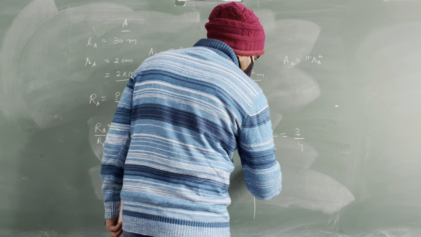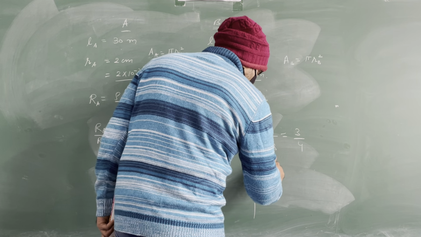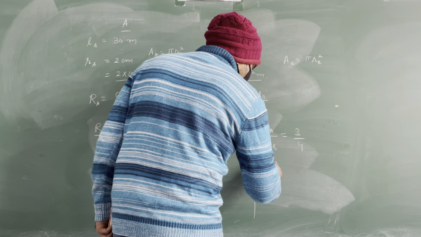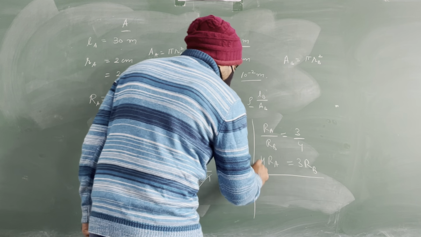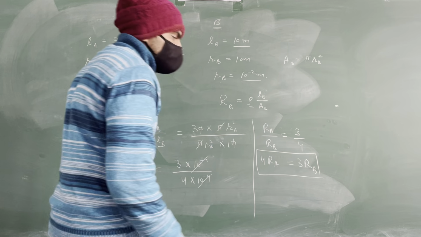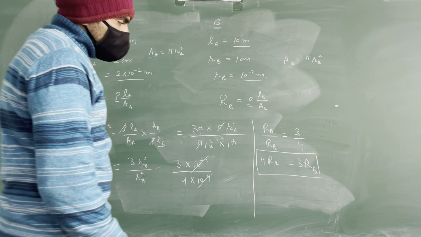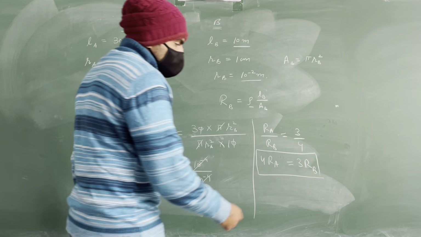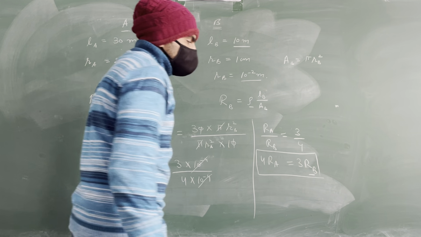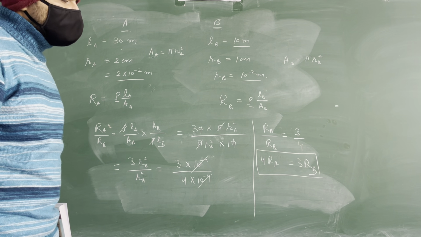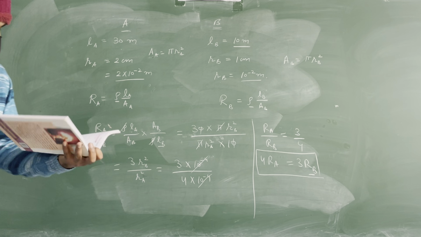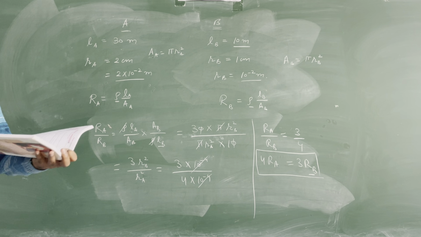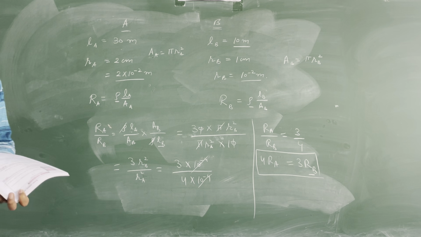Let's cross multiply the terms. We have 4 times RA equal to 3 times RB, and from this result we can conclude that the resistance of B is much larger than the resistance of A. From there we find that the resistance of B is larger than the resistance of A.